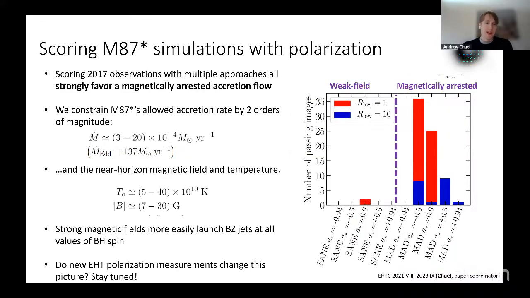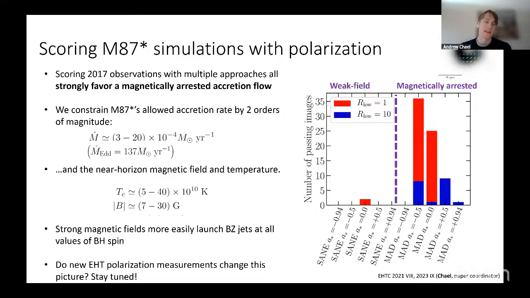And this intuition turned out to be correct. By carefully scoring our observations against different GRMHD models in different ways, we were able to constrain which models were favored much more strongly using polarization than we were with total intensity. In particular, we found that basically all of the different approaches we took at comparing simulations to the real images from the EHT favored these magnetically arrested, or MAD, disks much more over the weak field simulations, which you can see here in the simplest scoring comparison, which is just looking at how many images pass all of our different tests. Basically, all the passing images are from the magnetically arrested side of the plot.